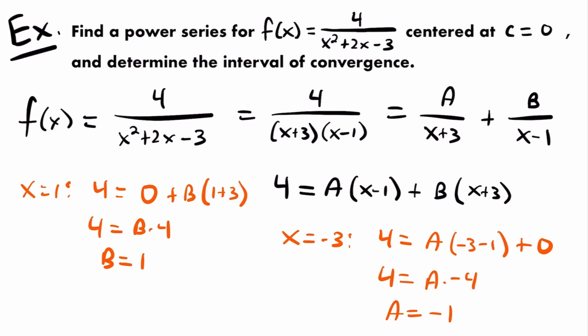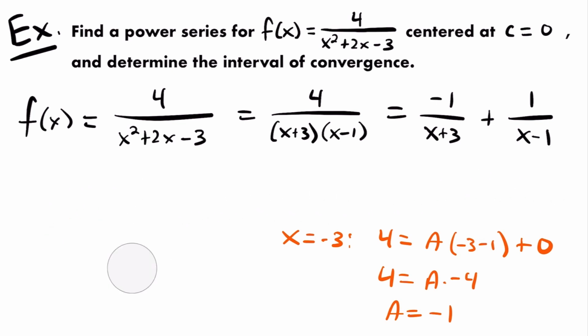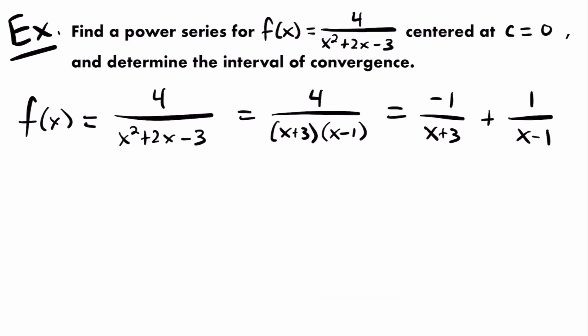All right, and so now we can replace each of those coefficients with the values that we found. So a is equal to negative 1, so I'm going to rewrite this to be negative 1. And we found that b was equal to positive 1, so I'll rewrite that b to be positive 1. Okay, and so now we're done with the partial fractions work. We have successfully decomposed our function into two partial fractions.